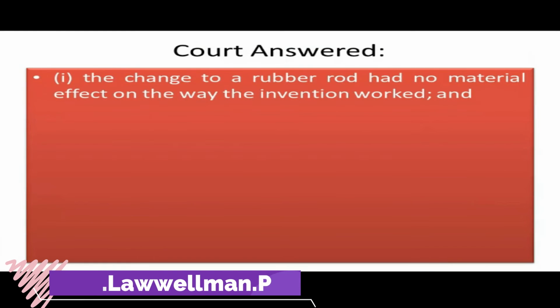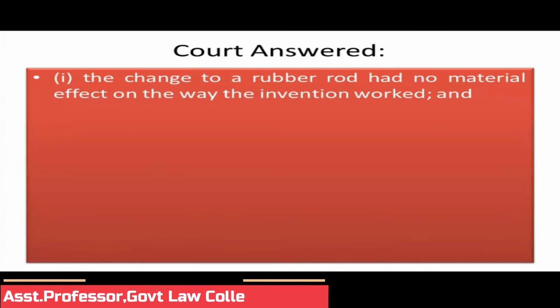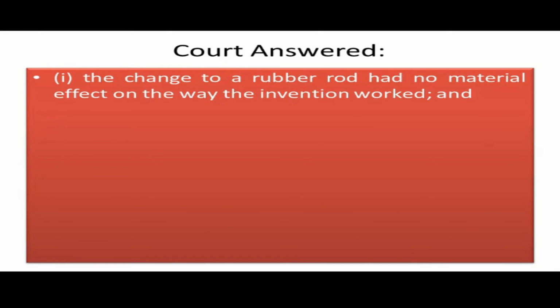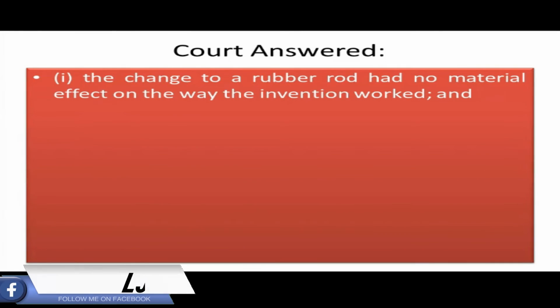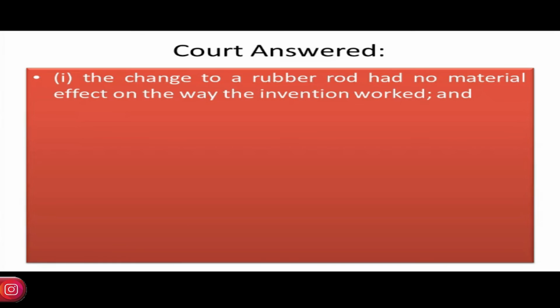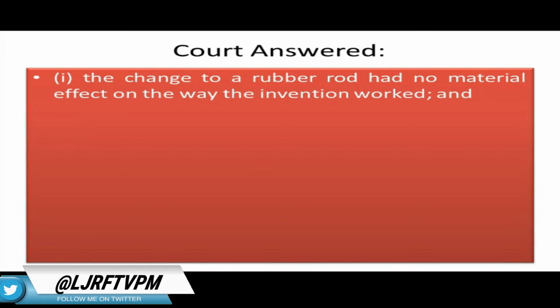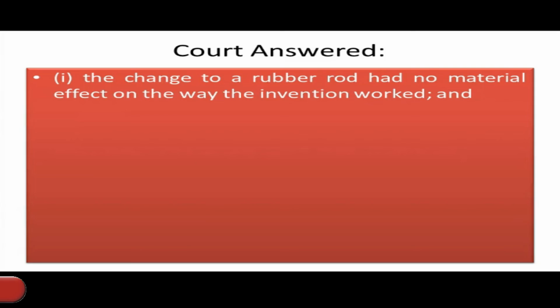Court said, the change to a rubber rod had no material effect on the way the invention worked. The first one: the change to a rubber rod. Instead of a spring, you have a rubber rod here. That is introduced by the defendant. And the court found on facts and, of course, on interpretation also, that the change to a rubber rod had no material effect on the way in which the invention worked. The invention worked the very same way the plaintiff's machine worked.